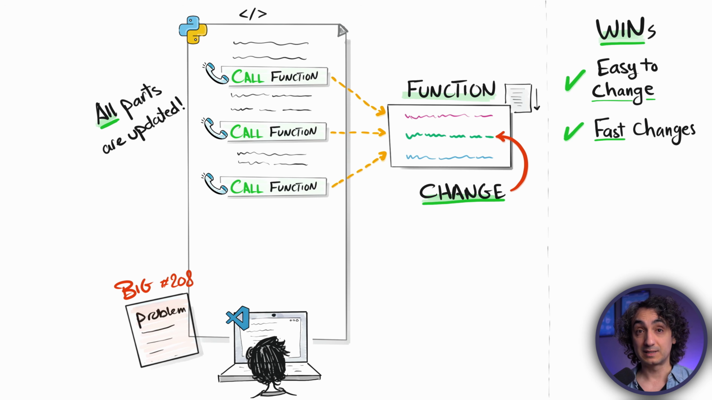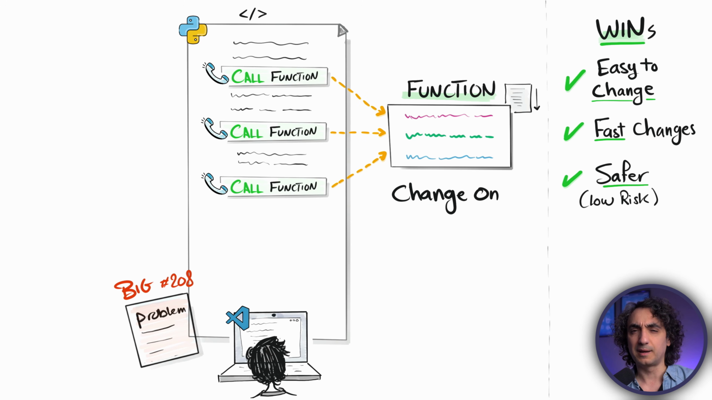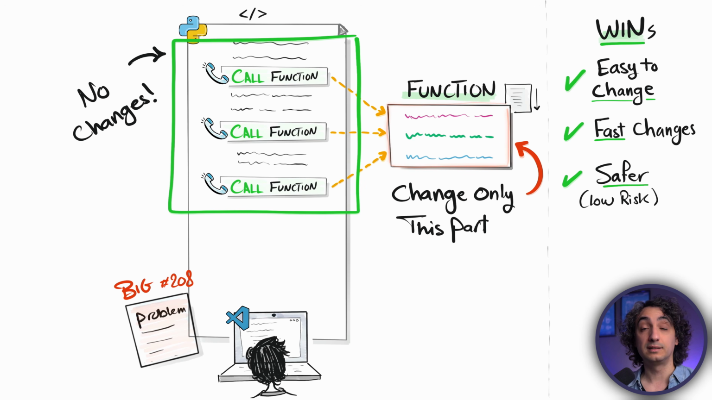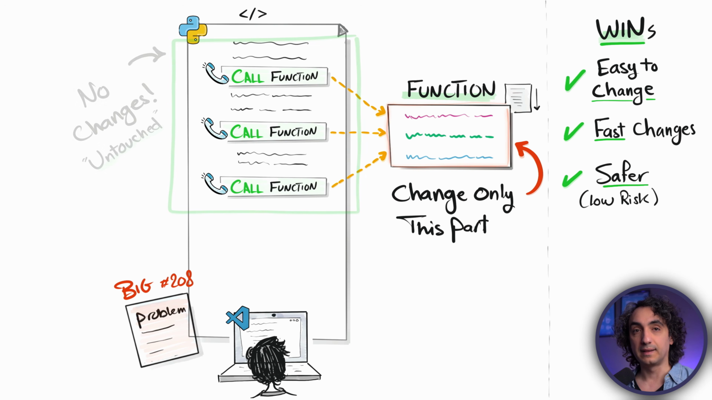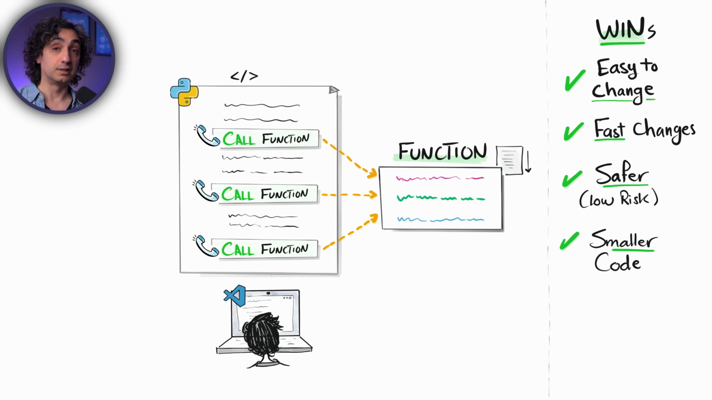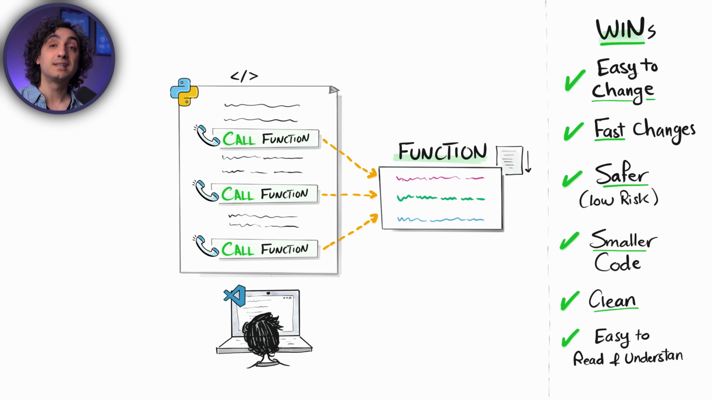And very important as well, it is now safer to change the code. You are no longer touching many parts of your code. You are just changing one clear isolated piece. Now, another big win is that your code is going to be smaller because you don't have any more repetitions, which is going to make your code, first of all, readable, and as well, easy for everyone to understand.